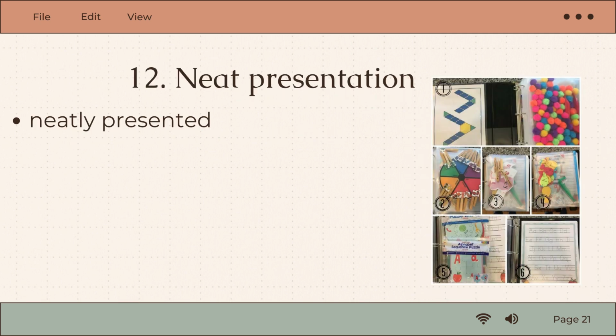So the last principle is a neat presentation. So a timetable needs to be neatly presented and able to be read easily. So dili maglisod ang maestra or ang student nga hatagan nimo og schedule.